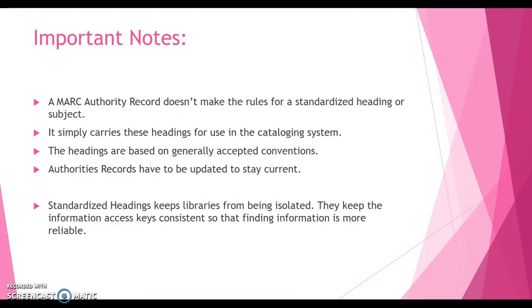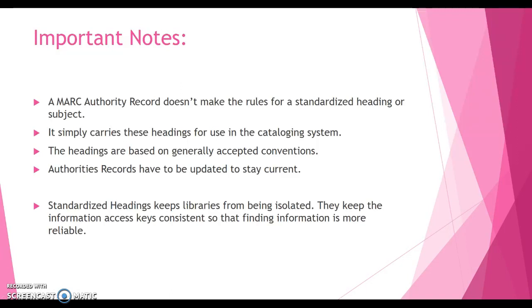There were a couple things that I thought were important to touch on when it comes to authority records. A MARC authority record doesn't make the rules for a standardized heading or subject. It's just carrying those headings for use in the cataloging system. They're based on generally accepted conventions. For example, it's generally accepted that William Shakespeare is Shakespeare's formal title. So the authority record itself isn't making the rules there for the standardized heading. It's just using them to make it easier for users to find the information they're looking for.